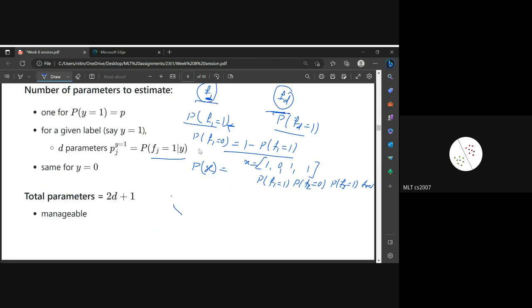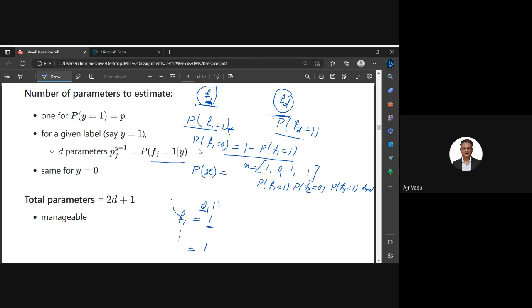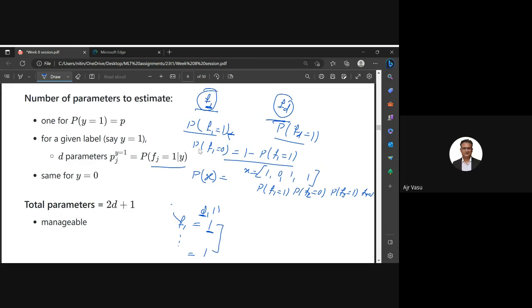So for feature f1, I need to know one parameter. Similarly, for all the features, I need to know one parameter, right? Because all these features take only two values, 0 and 1. Once I know the probability for 1, I know the value for 0 as well. So how many parameters do you have to estimate here? It will be d plus d, 2d. Similarly for y equal to 0, you have 2d parameters, and one for the label.